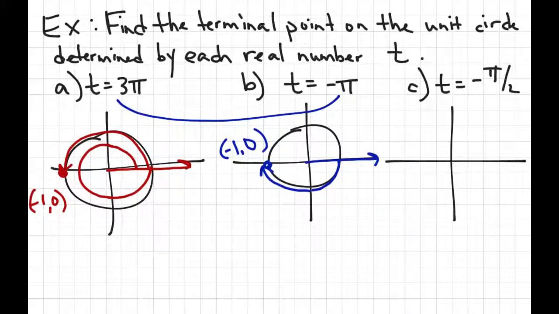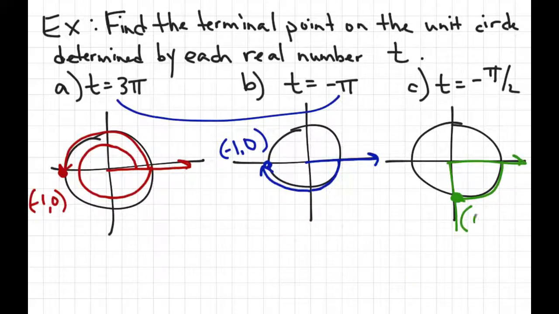For the last one, negative pi over 2. You start at 0, and it's negative, so you go clockwise, and here would be negative pi over 2. It hits the unit circle at 0, negative 1.